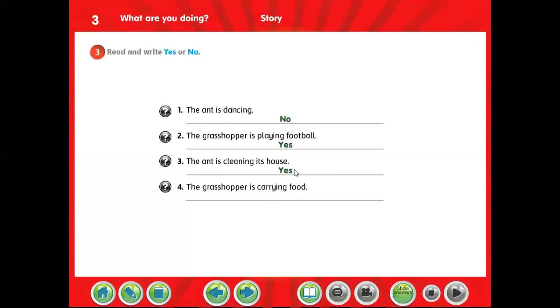It's yes, it's correct. Alvaro, can you read number 4, please, to finish? Is no. No, profe. Okay, is no. Can you read the sentence, please? The grasshopper is carrying food. No, teacher. Okay, you need to read the sentence first and then complete this. Okay, good.